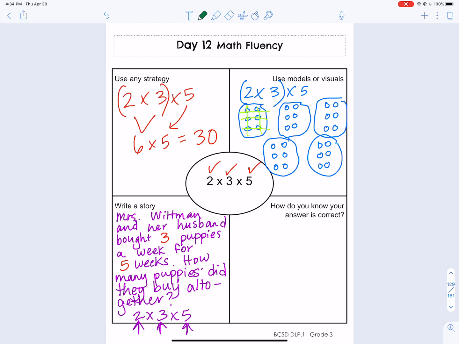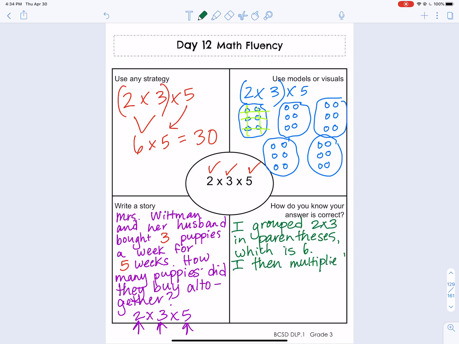So I'm going to write, I grouped 2 times 3 in parentheses, which is 6. I then multiplied 6 times 5 and skip counted, which is easy to do with 5s, right? To find a product of 30.